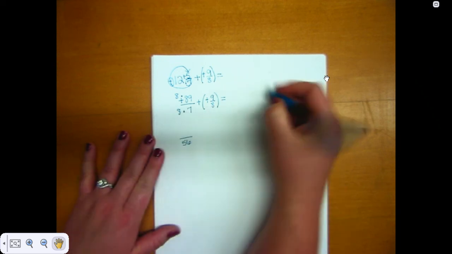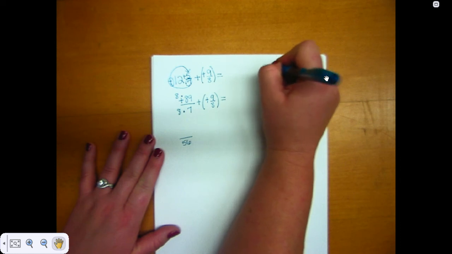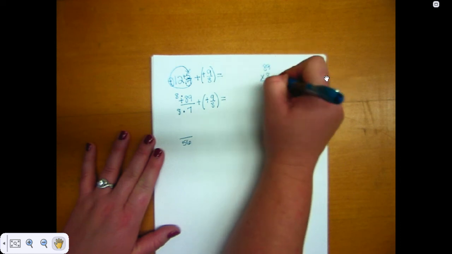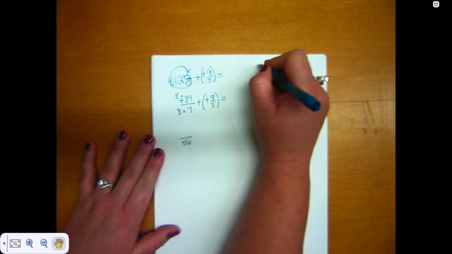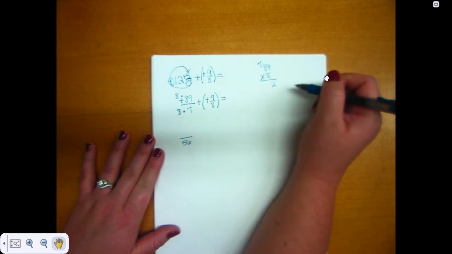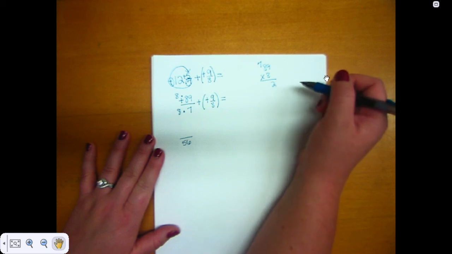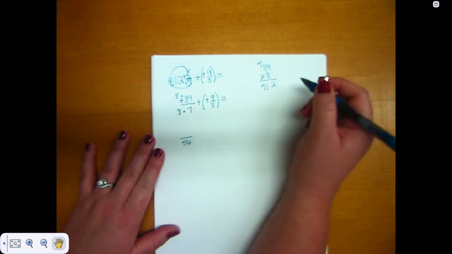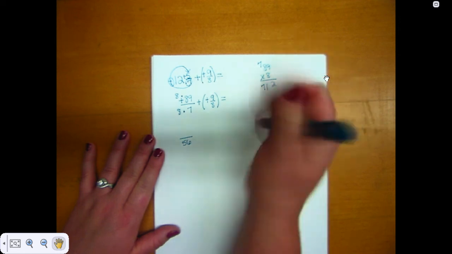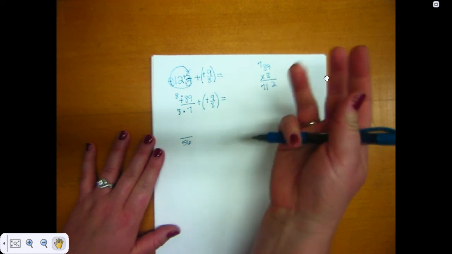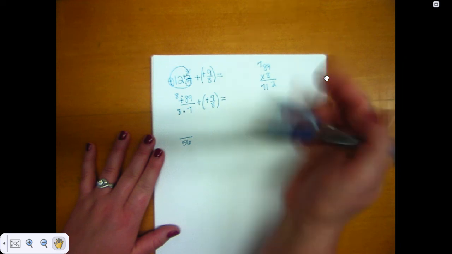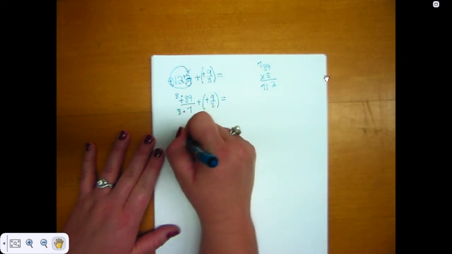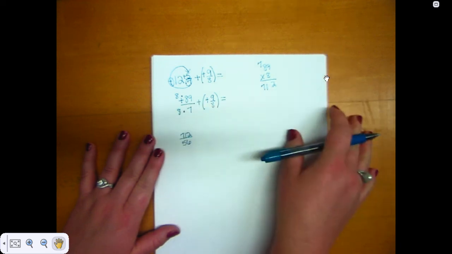8 times 89, I don't know that, so I'm going to go up here and do 89 times 8. 9 times 8 is 72. 8 times 8 is 64. 64 plus 7 is 71. I don't know, I had to count. 64, 65, 66, 67, 68, 69, 70, 71. So it is 712. I have to think too sometimes.